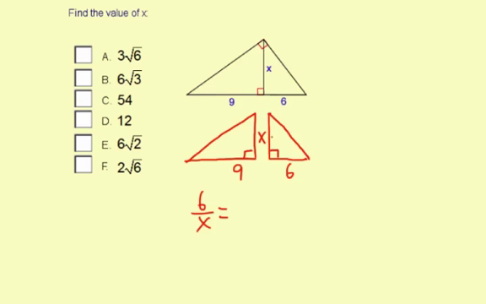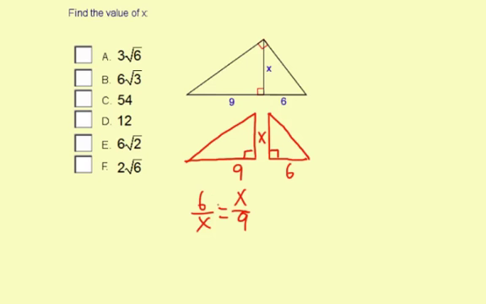And then the x is the second longest side of the small right triangle, and the 9 is the second longest side of the medium-sized right triangle. So it's going to be x to 9. So 6 to x and x to 9.